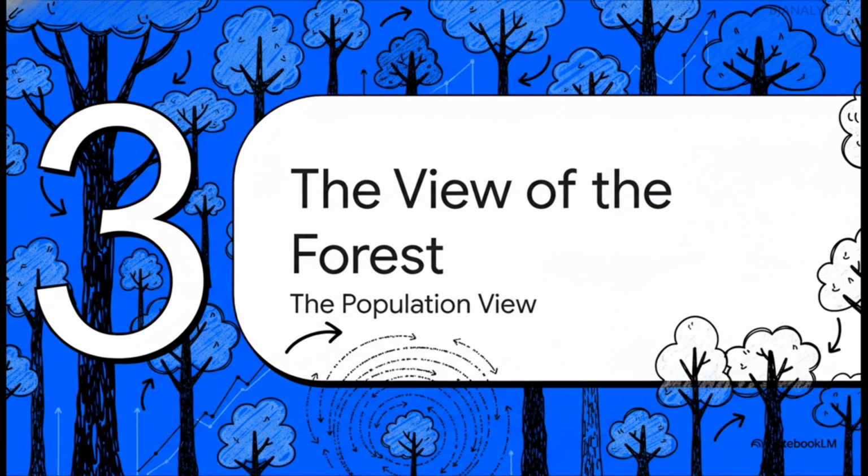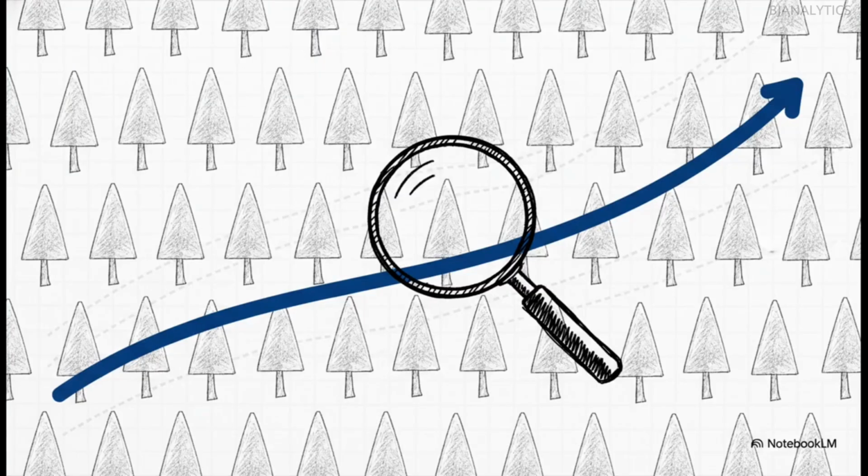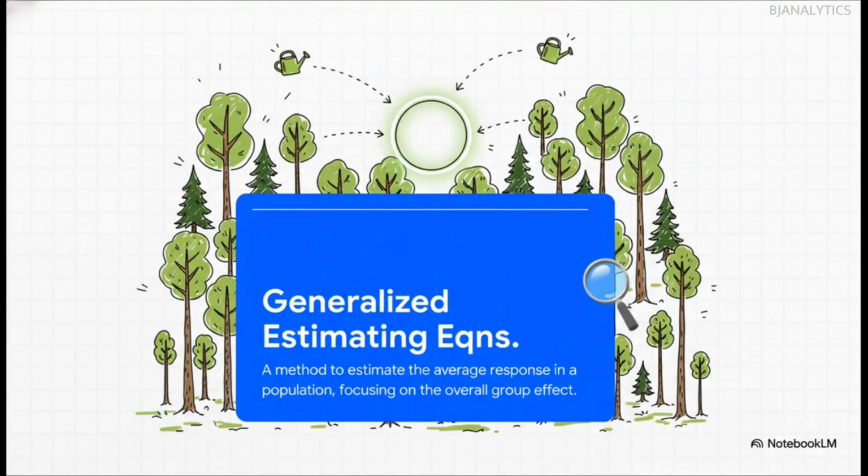What if it's about the entire forest? Well, for that, we need a totally different tool from our kit. The second tool in our analyst kit is designed for a very different kind of question. Its job isn't to chart one tree's wobbly path to the sky, but to describe the average, smoothed-out trend for the whole group, for the entire population. This method is called generalized estimating equations, or just GEE for short.